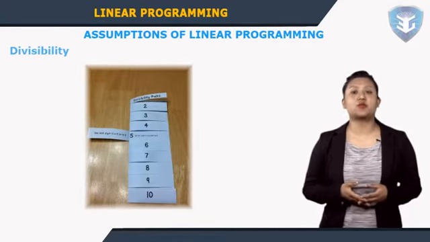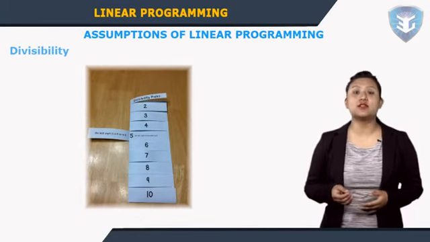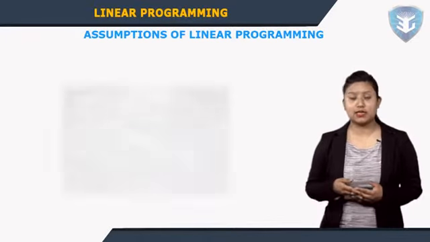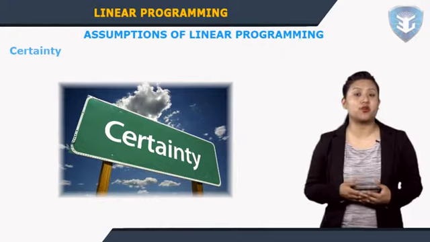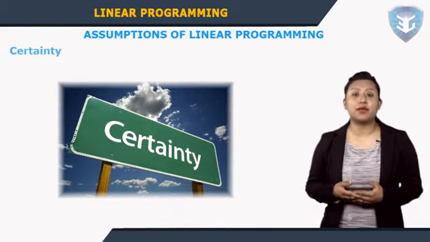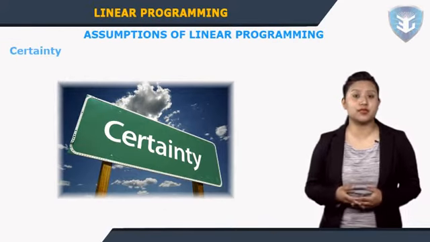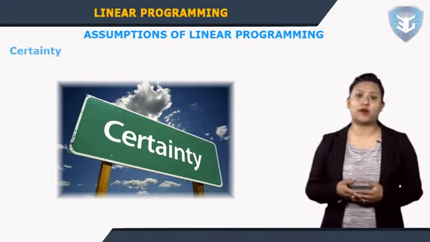Divisibility. The problem formulation assumes that all decision variables can take on any non-negative value, including fractional ones. Certainty. The certainty assumption requires that the parameters Cj, Bi and Aij be known constants. The optimum solution derived is predicated on perfect knowledge of all the parameter values.